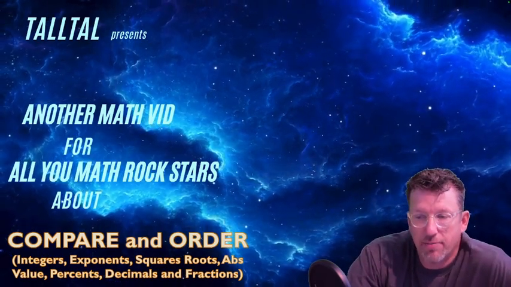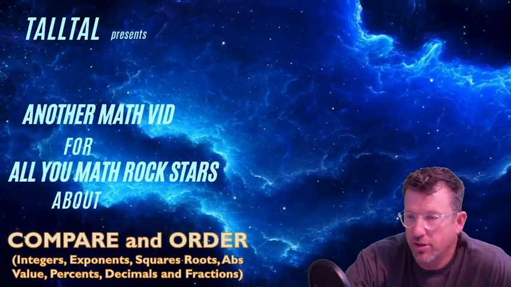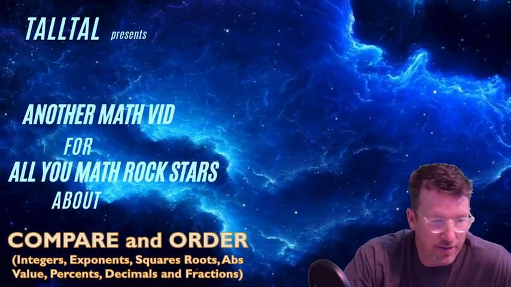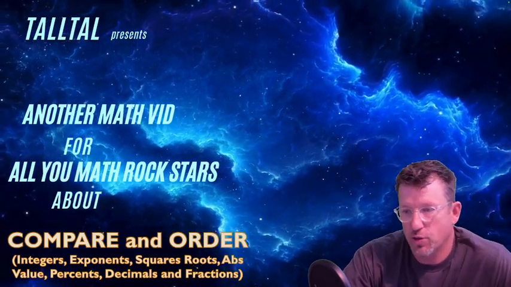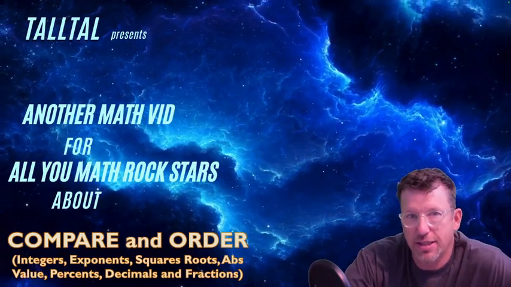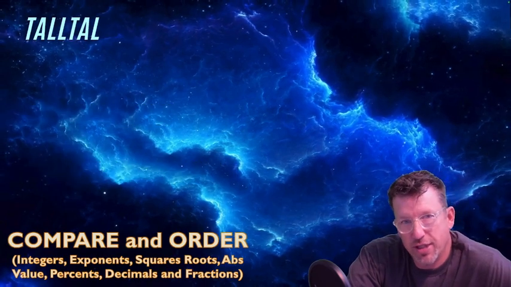We've been building up to the idea that we start with integers, which is positive and negative whole numbers, and get into the opposite of the whole numbers and zero, and then those are easier to compare. Then we throw in exponents and square roots and absolute value. We build up to this kind of tricky point where now we're at percents, decimals, and fractions.